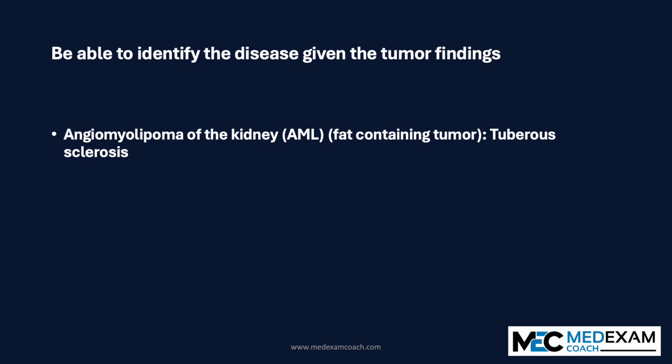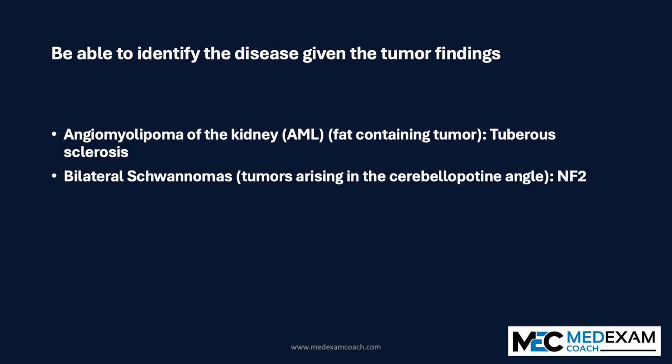The first tumor that I'm going to talk about is an angiomyolipoma of the kidney. It's basically a fat-containing tumor, and that's highly associated with tuberous sclerosis. You can see AMLs in patients who don't have tuberous sclerosis, but if you have a skin lesion and you have an angiomyolipoma or AML, think tuberous sclerosis.